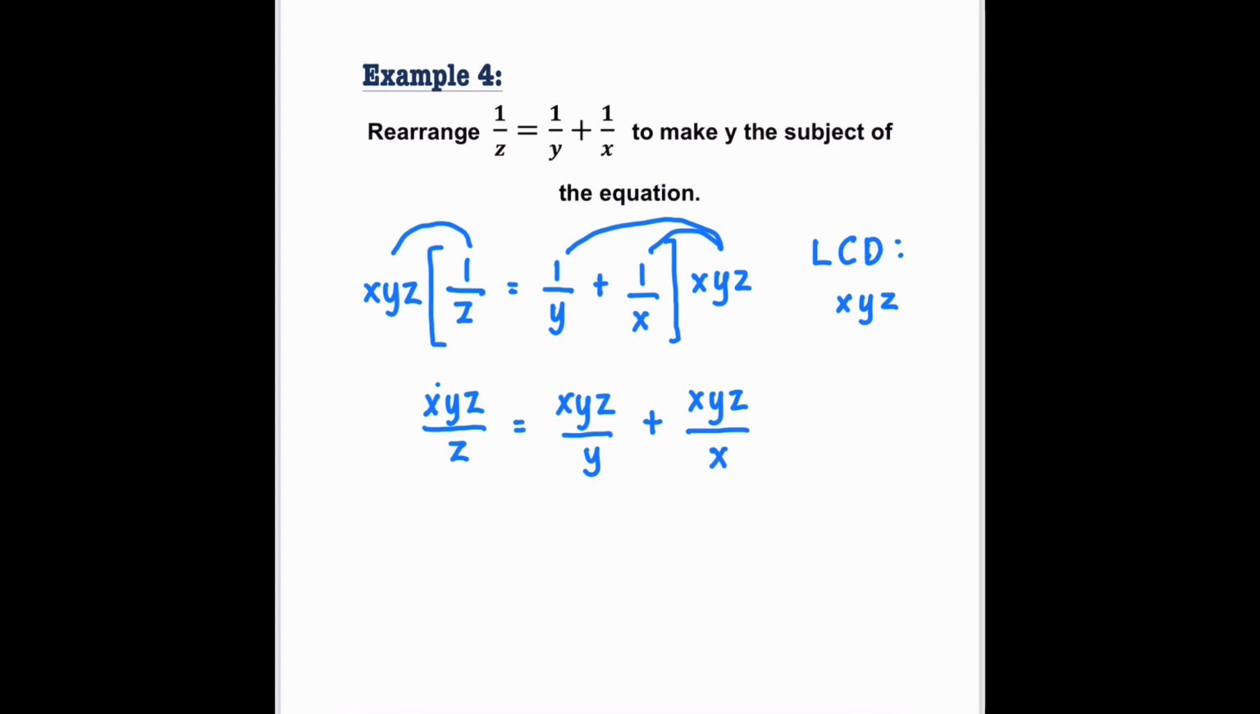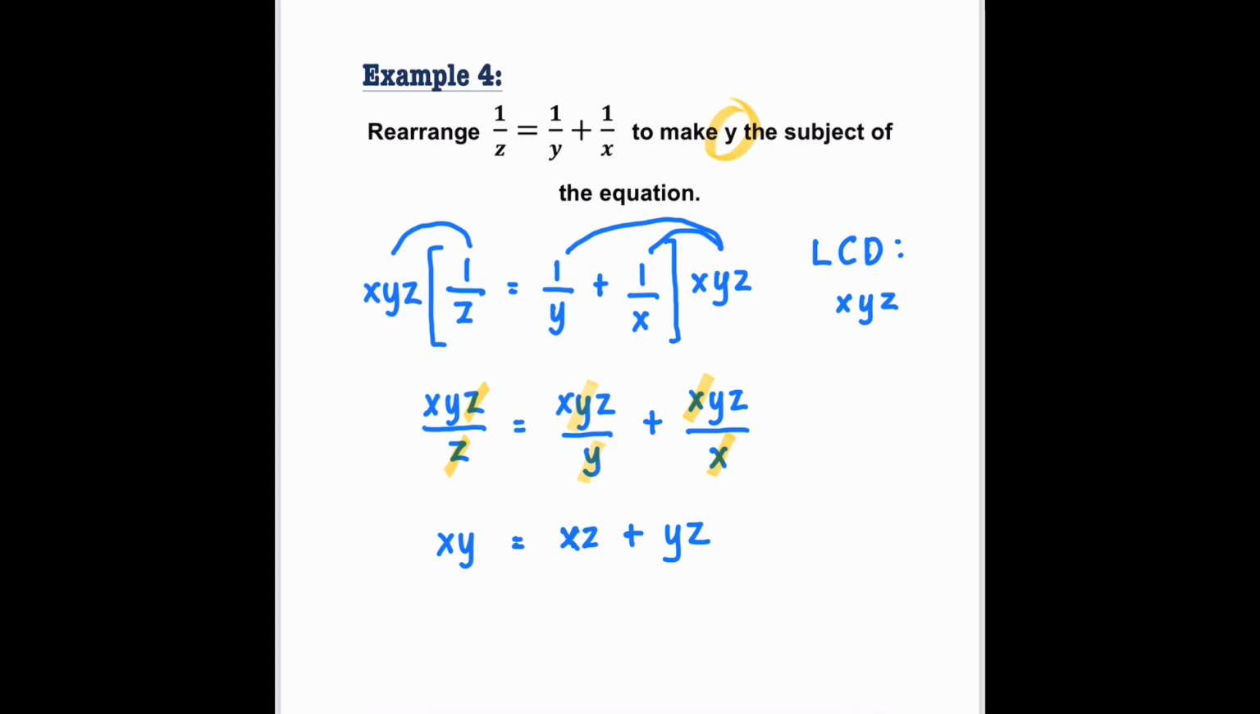So left-hand side, we can cancel out z because it's going to become 1, and we will be left with xy on the left. Then here we simply cancel out y, and we will be left with xz. Here we can cancel out the x, and we will be left with yz.